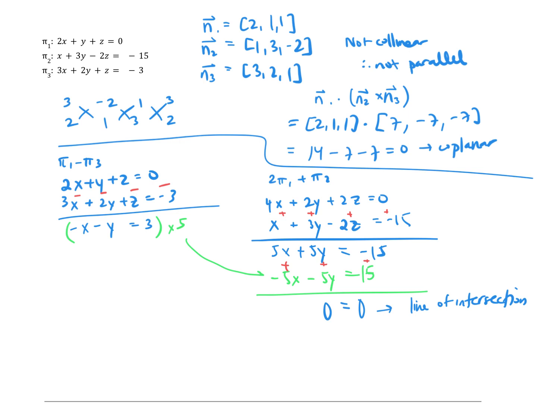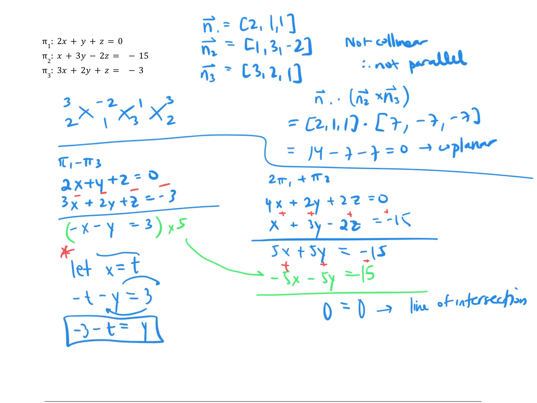And because we know it's a line, our equation will have a parameter. We're going to get a vector equation. So I'm going to go back to this equation here. And I'm going to say, let x equal t. So then I have negative t minus y equals 3. I'm going to do some swapping here so that y is equal to negative 3 minus t. There's the second parametric equation that we have.